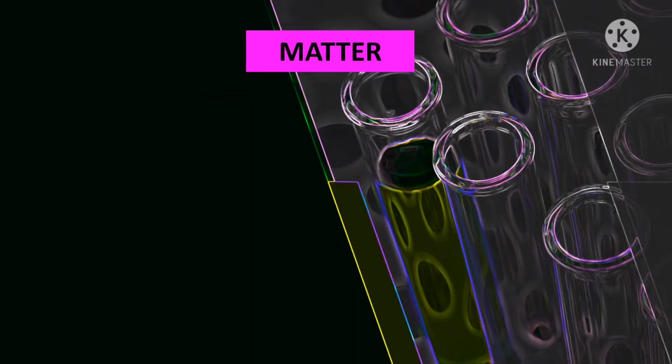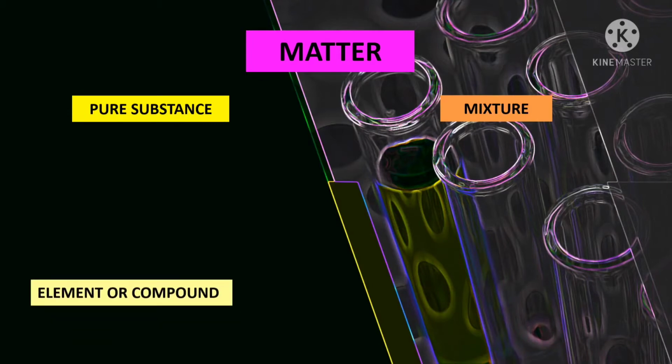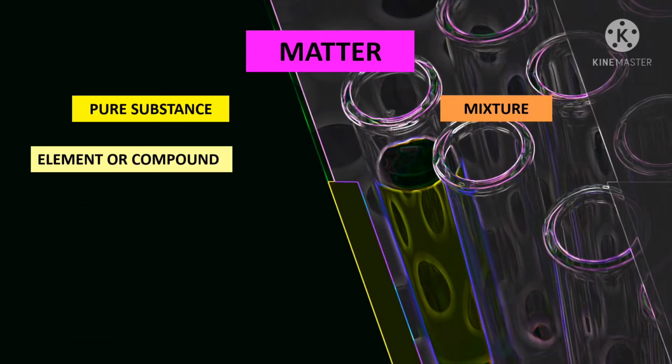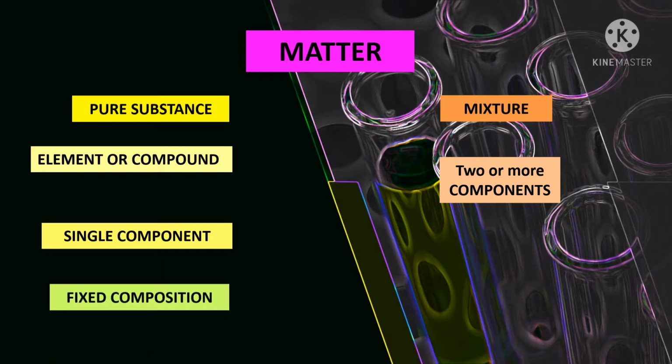All matter can be classified as either pure substance or a mixture. Pure substance is also simply called a substance. All pure substances can either be an element or compound, and it is made up of a single component, while a mixture is composed of two or more components physically combined. So when you try to combine two or more substances, you will form a mixture. However, all of the components in a mixture retain their identity.